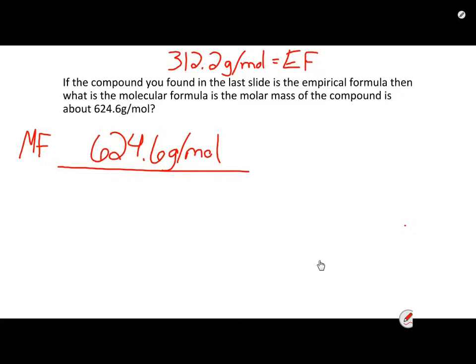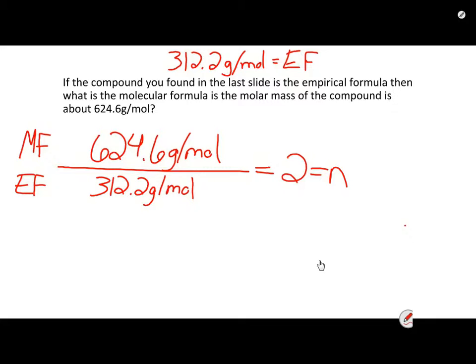What has to go on the bottom, CJ? 312. That's our EF. If I do that, what am I going to get out? What's 624.6 divided by 312.2? It's 2. It's not quite 2, but it's pretty close. 2 is our N.